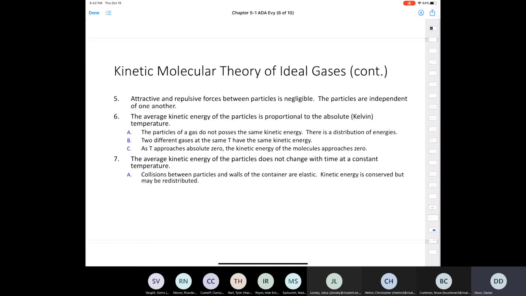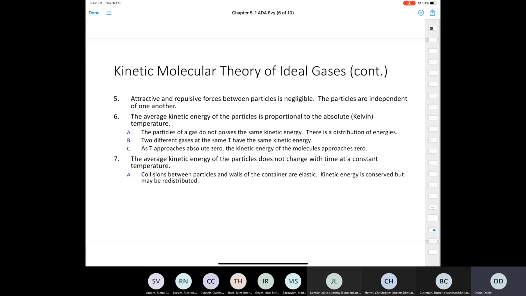Now let's add on to that kinetic molecular theory of gases and say the attractive and repulsive forces between the gases are negligible. Remember, there's no such thing as an ideal gas, and you guys know about intermolecular forces. So of course gases do experience intermolecular forces, but using the ideal gas law, we can assume that the attractive and repulsive forces can be negated.